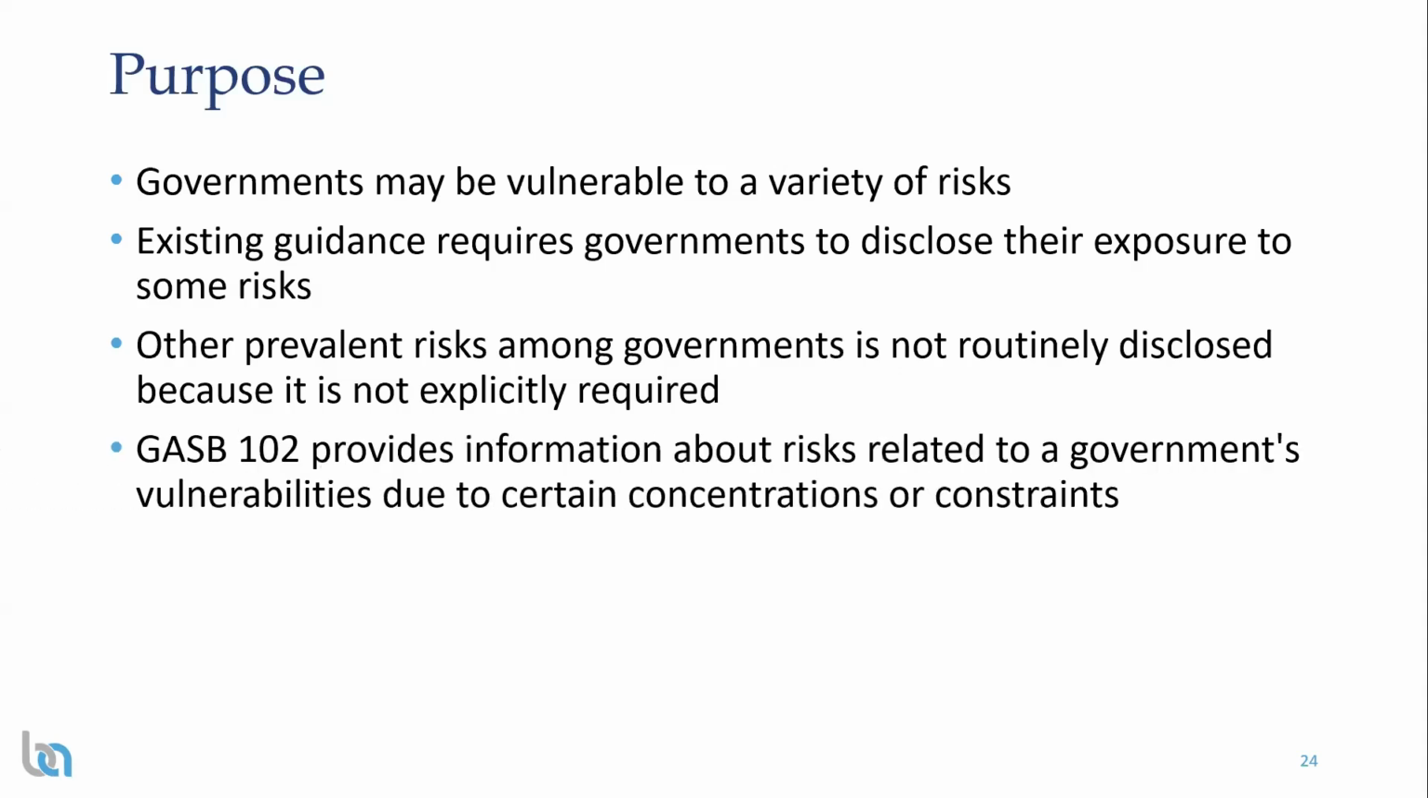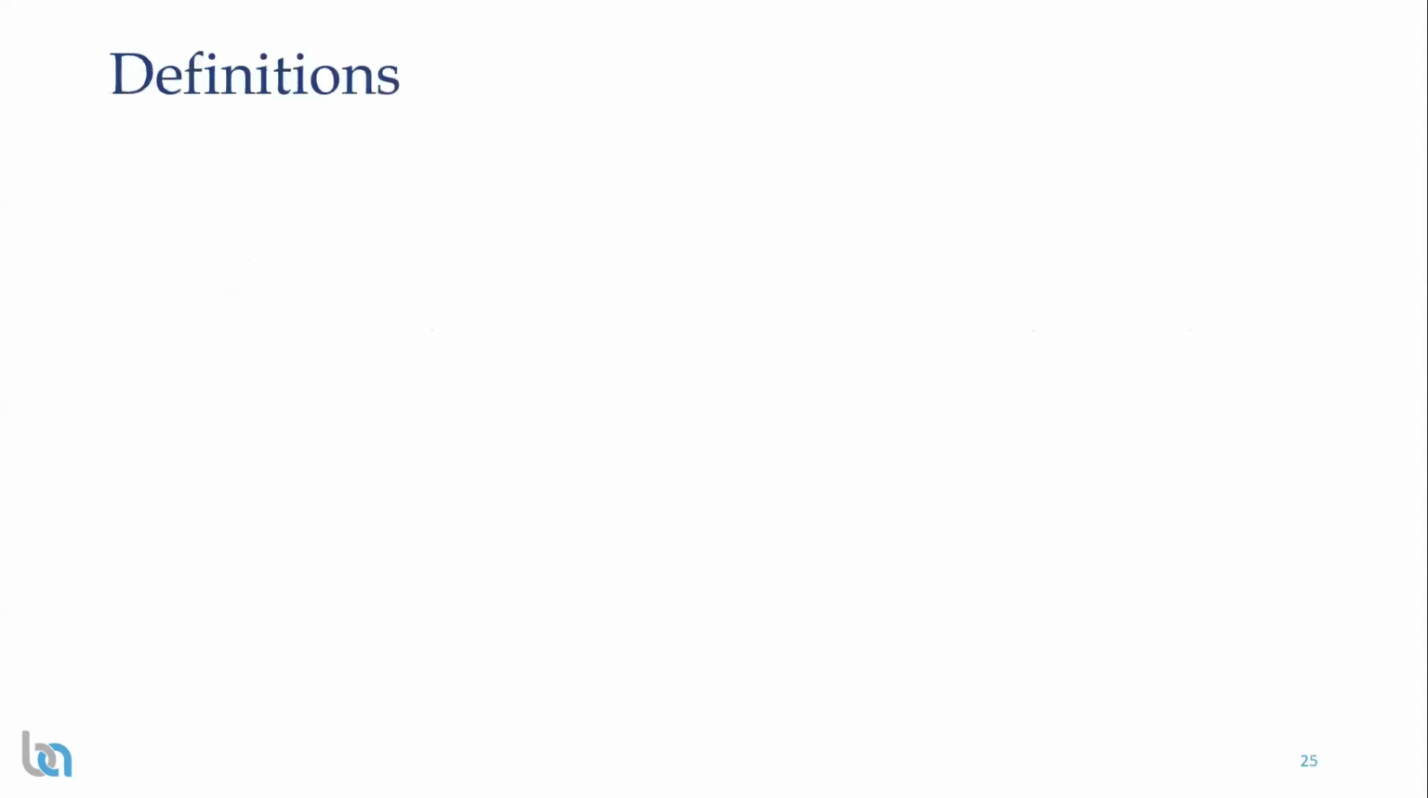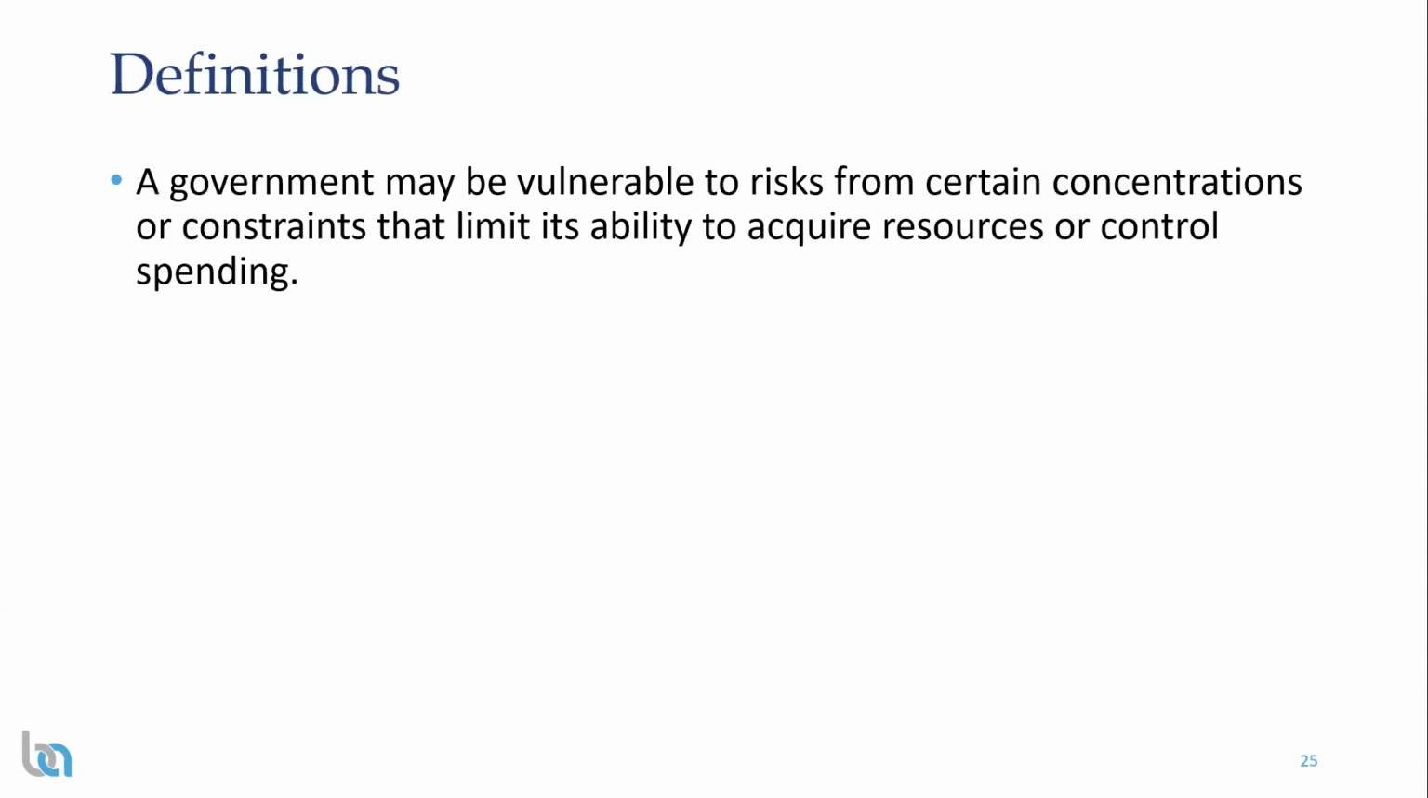All right, so two things that GASB 102 is referring to as risks. Government may be vulnerable to risks from certain concentrations or constraints. So concentration is the first thing we want to look at, and then constraint. Those are the two areas where GASB 102 is saying that government may be exposed to some of these risks relating to concentration or constraint.